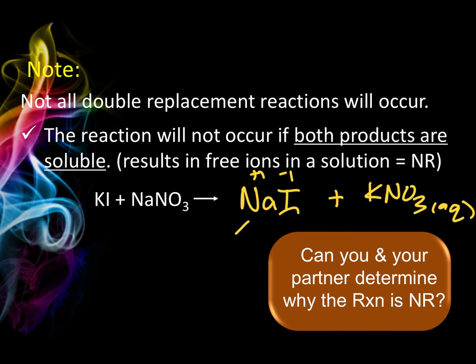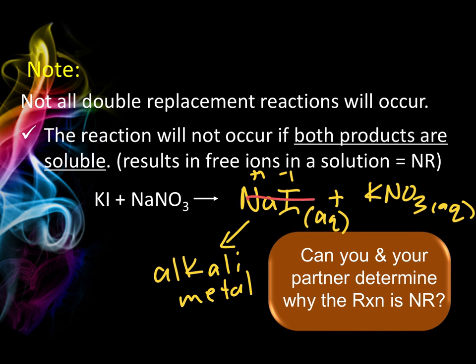Now we have to check this one. Well, it's an alkali metal, and iodides generally are soluble unless they're with lead and gold one and a couple other ones. So this is aqueous as well. So what does that mean? That means that there's no reaction. So we write NR. Just like the solubility rules or the activity series of metals, if both come out aqueous, then there is no reaction.